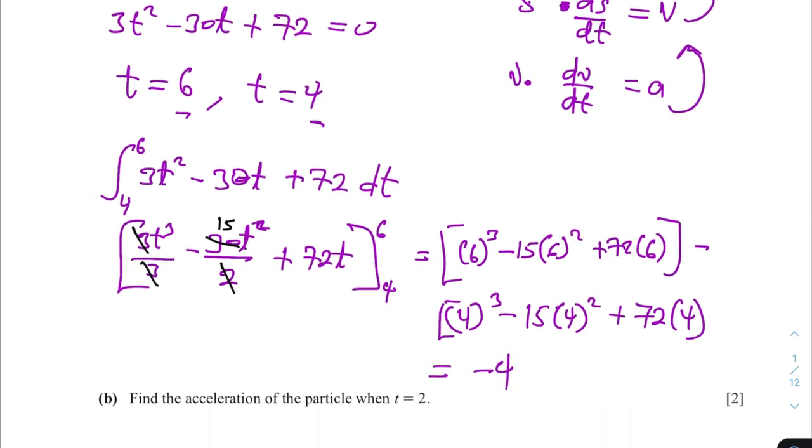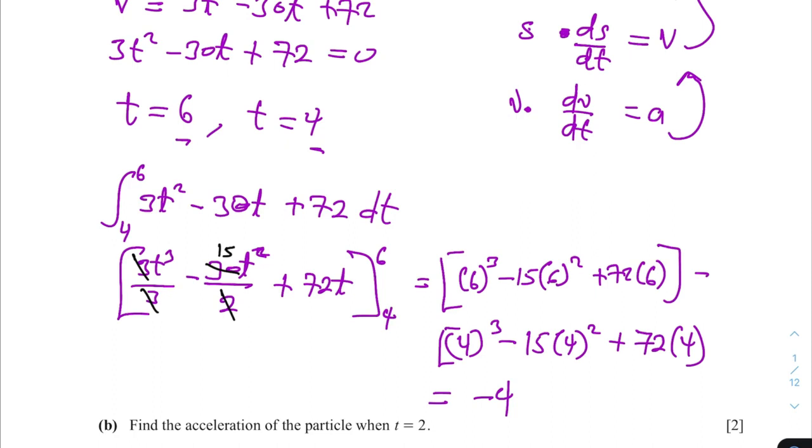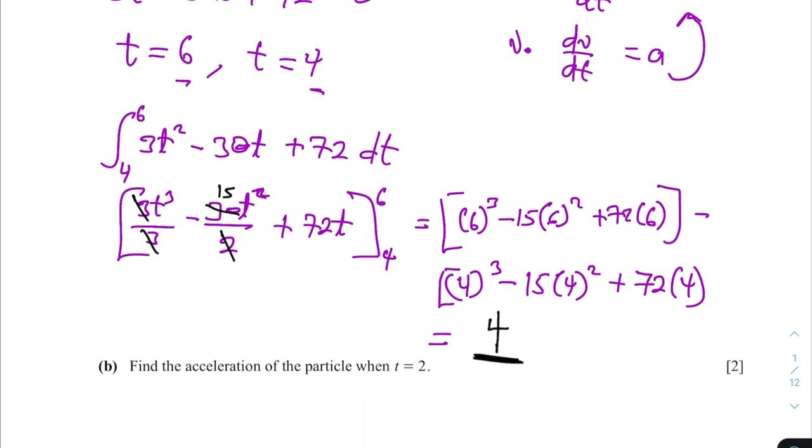But here is the thing. You are looking for distance. The displacement is negative 4, no problem. But since you are looking for distance, it is the absolute value of displacement. So you can just call it 4 instead of negative 4. It's just 4. You are looking for distance, so it's the absolute value.